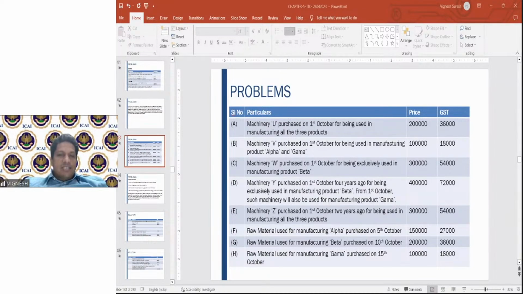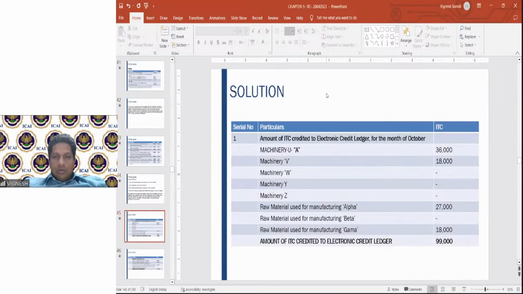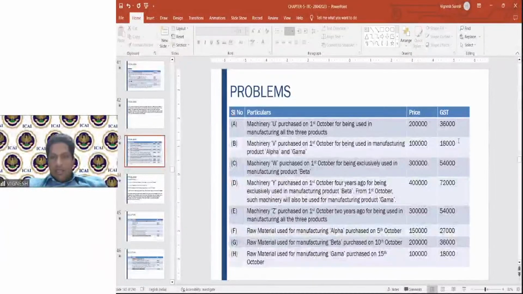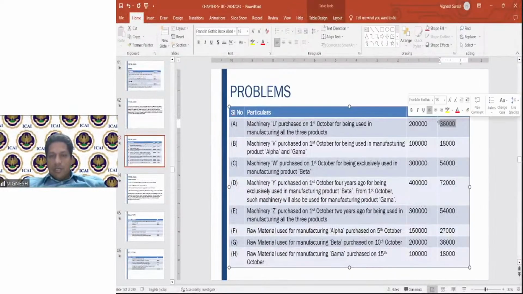It will be denoted as A as per rule number 43. Fine. So therefore, this machinery U total amount, that is 36,000, shall be taken into consideration. How did you get this 36,000? You go to the problem. Here it is mentioned: machinery U, 36,000.